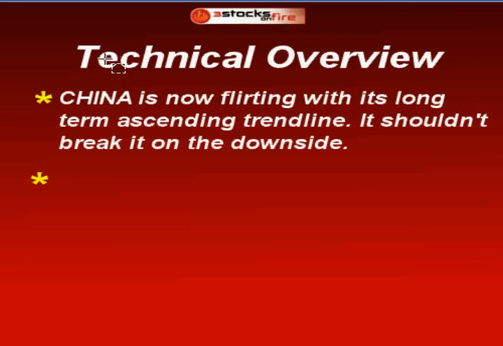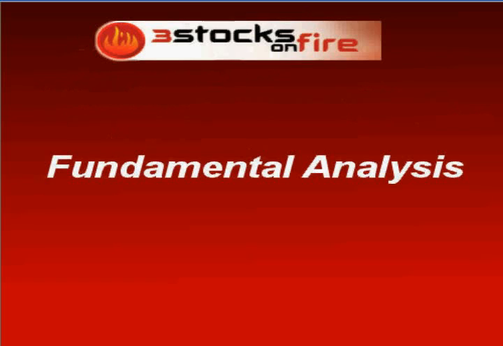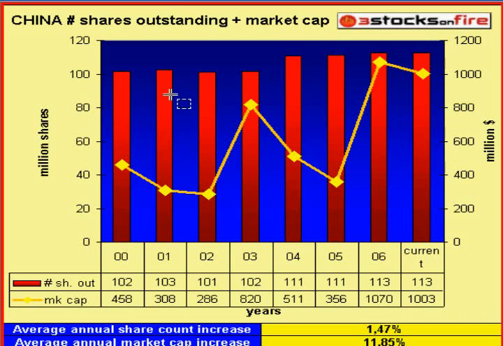Technical overview: China is now flirting with its long-term ascending trend line. It shouldn't break it on the downside to remain bullish. Fundamental analysis: this is the share count since 2000 and the market cap. Well, there wasn't much dilution here, just a bit here in 2004, and now the company has about 1 billion market cap. The market cap has been rising at about 12% a year on average.